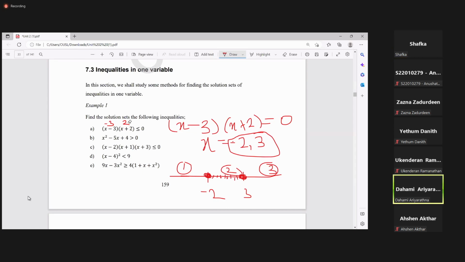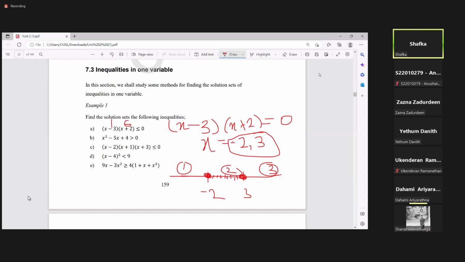When we take 4, 4 minus 3 is 1, and 4 plus 2 is 6. The multiplication is 6. Is that positive or negative? Positive. Does that satisfy the inequality? No.